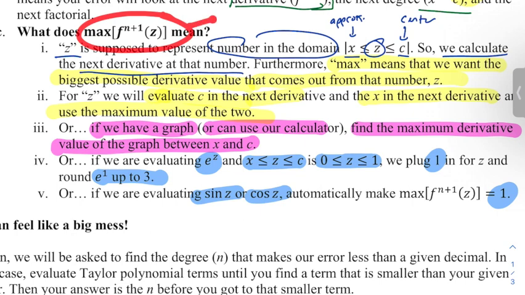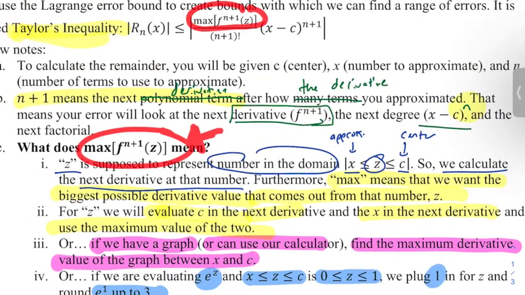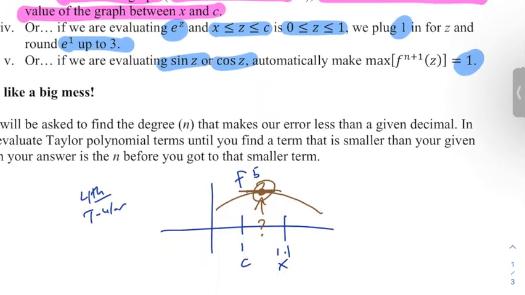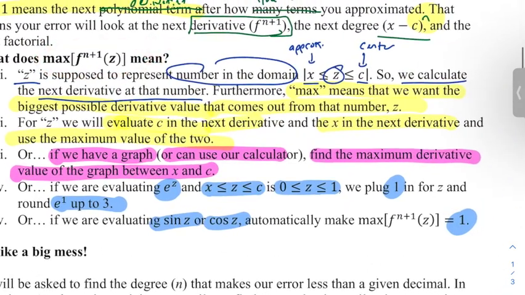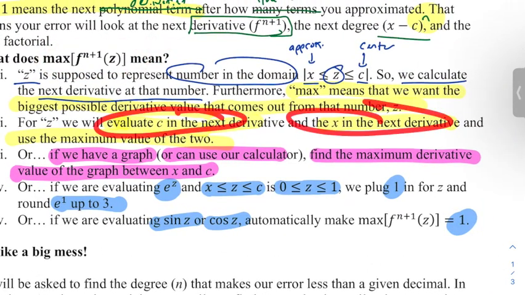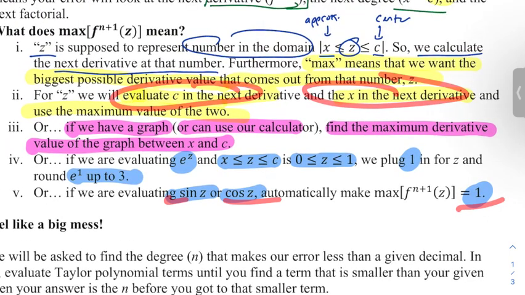So this can get really tricky. You can rest assured on the AP exam, they're not really going to try to trick you much with it. They do want you to understand that max f to the n plus 1 power of z means z's some number between x and c, and we want the next derivative of it, and we want the biggest possible output. So it might be down here, it might be a visual thing, or you might need to plug in, like here on number 2, evaluate c and x in the next derivative. Those are the main ideas.